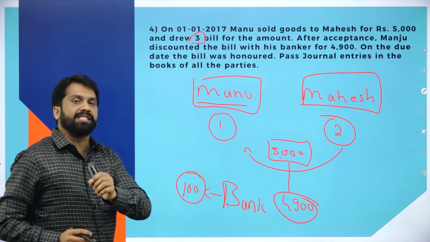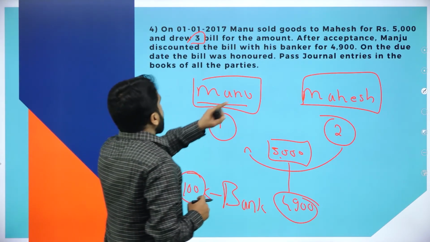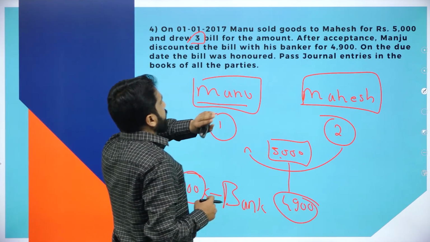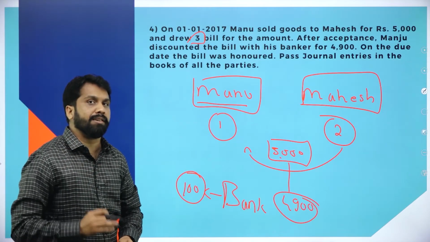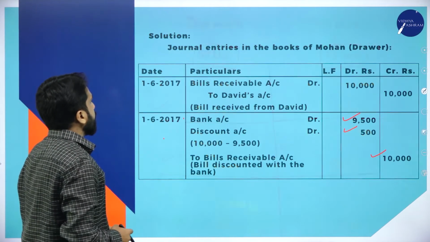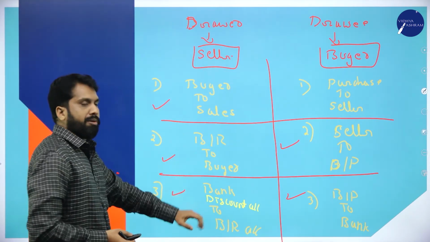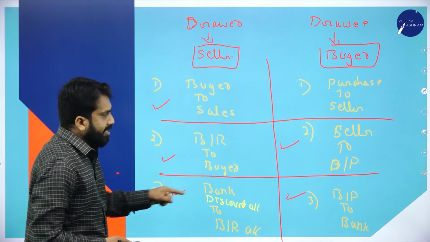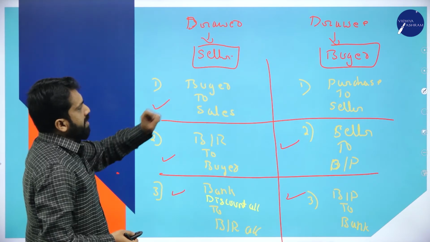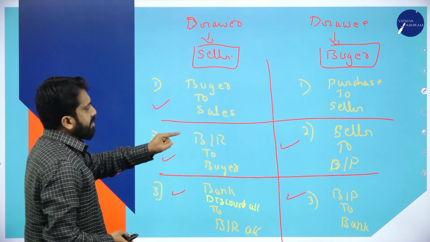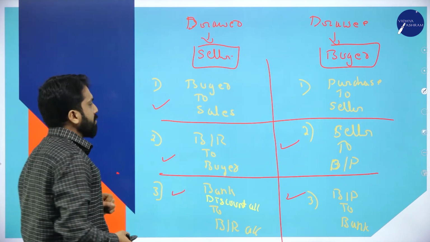Same story that I explained for problem 1 applies for problem 2 also. Now, on the due date, the bill was honored, pass the necessary journal entry. Same procedure. What will be the journal entry? I'll explain. Buyer to seller, bills receivable to buyer, bank and discount to bills receivable. Please take a screenshot of this journal entry. Very important. Now, for the buyer, purchase account debit to seller, seller to bills payable to bank. The same thing we have followed.